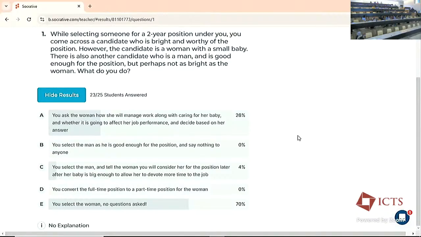So just because you know that this person has a baby, you shouldn't be judging that they would be less productive than the other candidate. If the man has a baby, any very strong change in somebody's life is going to affect their other parts of life.